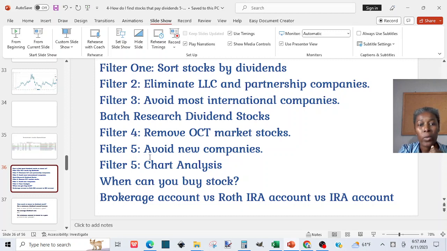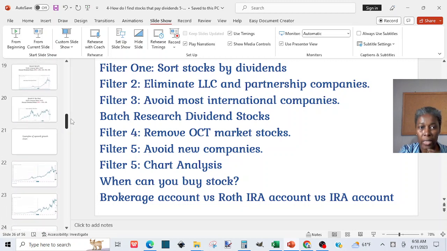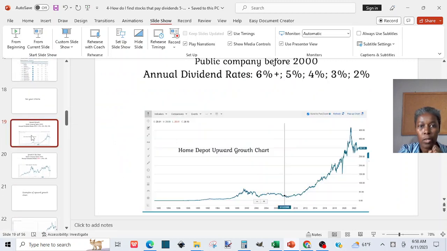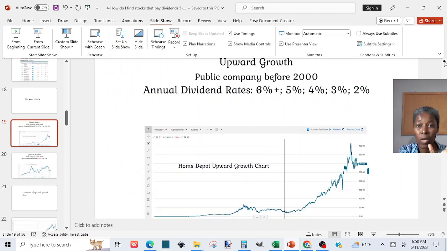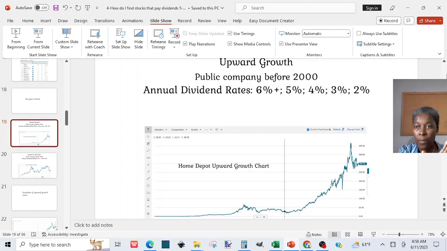Now we are going to pull them through the next two criteria: the year they went public and the chart trend. So we are going to batch research those or analyze those. And before we do it, let's go back and see some example of chart trend here. So it's good to set a criteria. I set a criteria for upward growth, and I have example of upward growth. We have upward growth examples here.